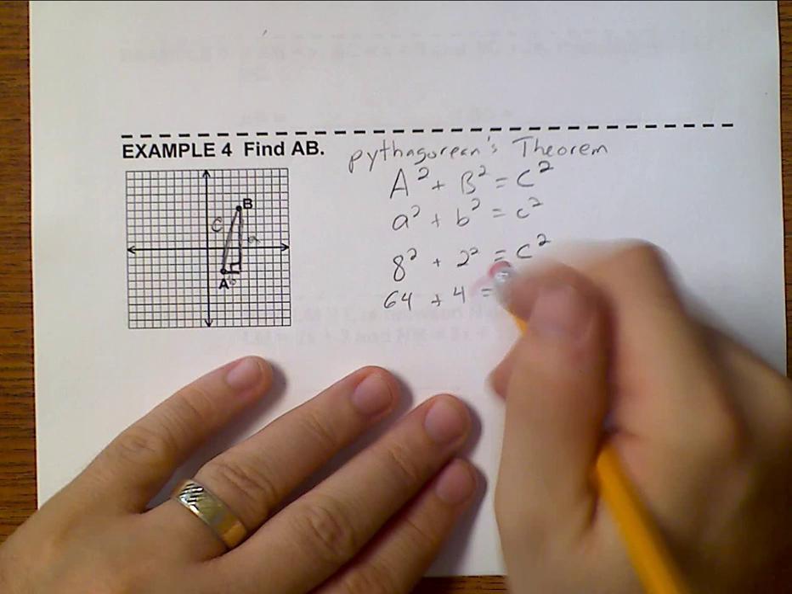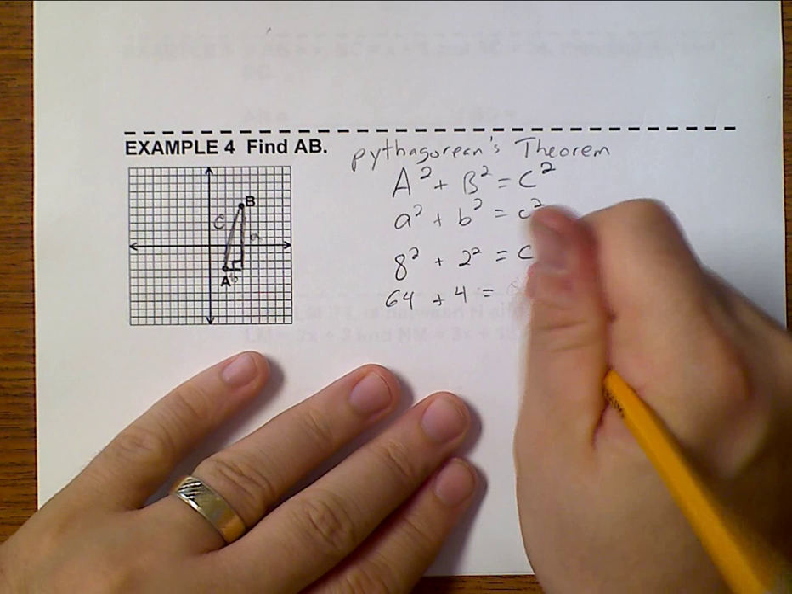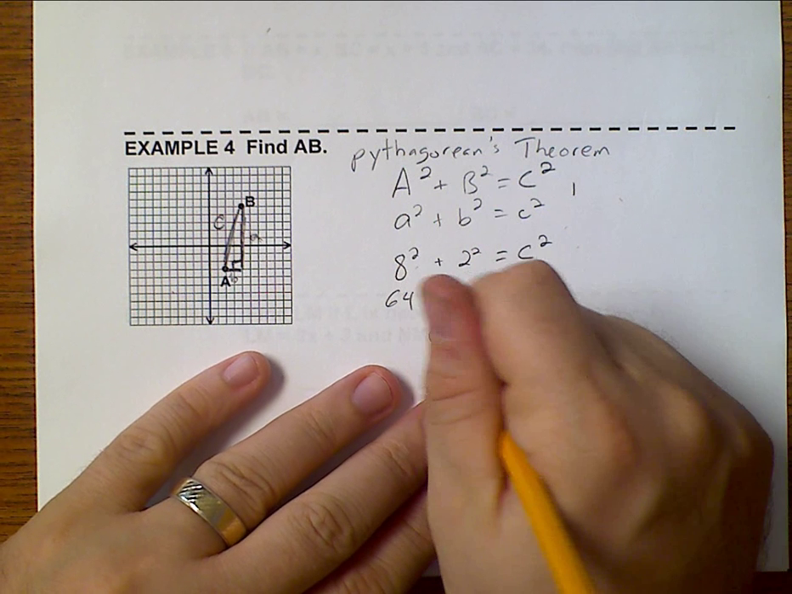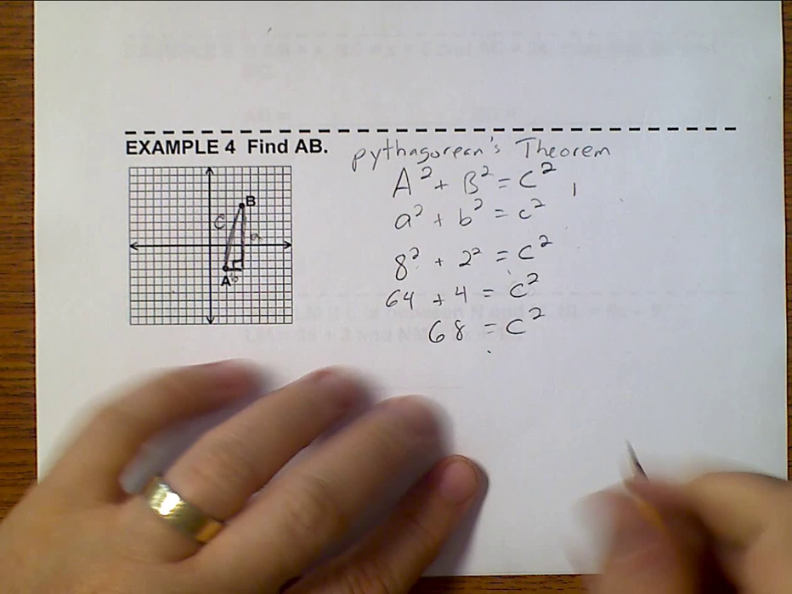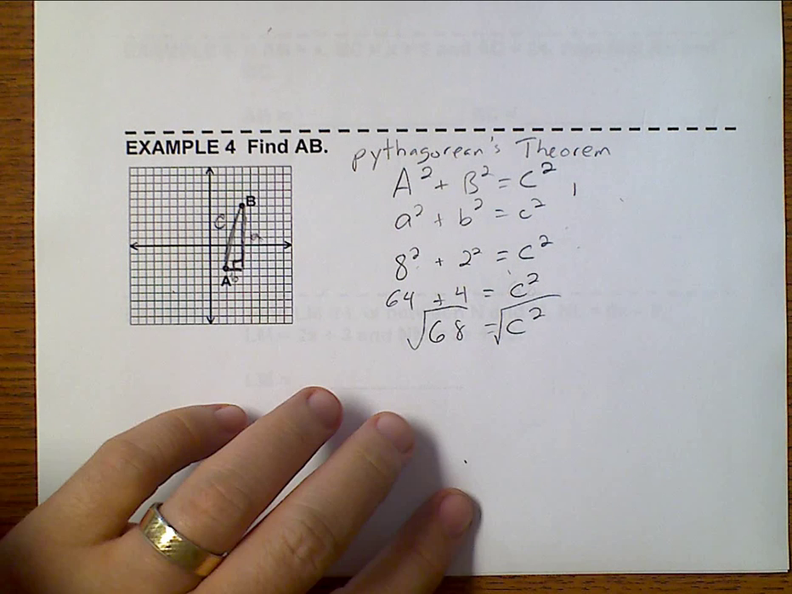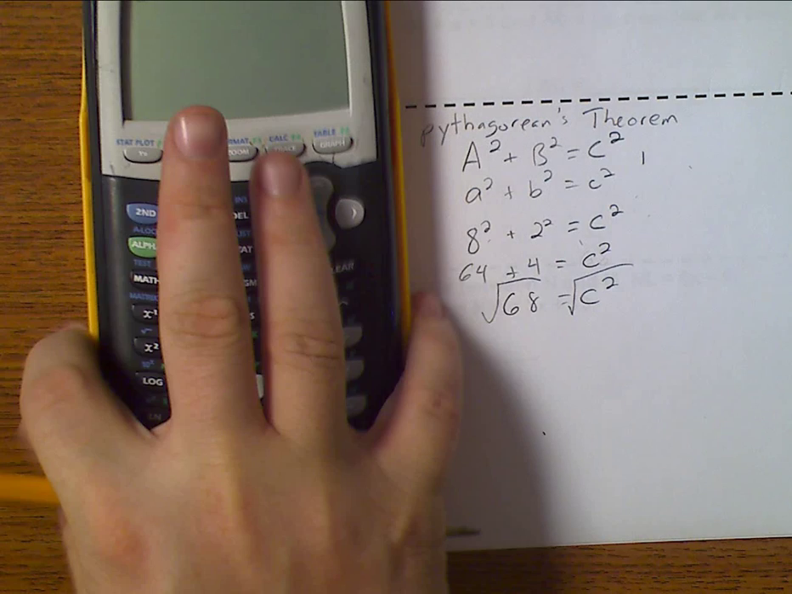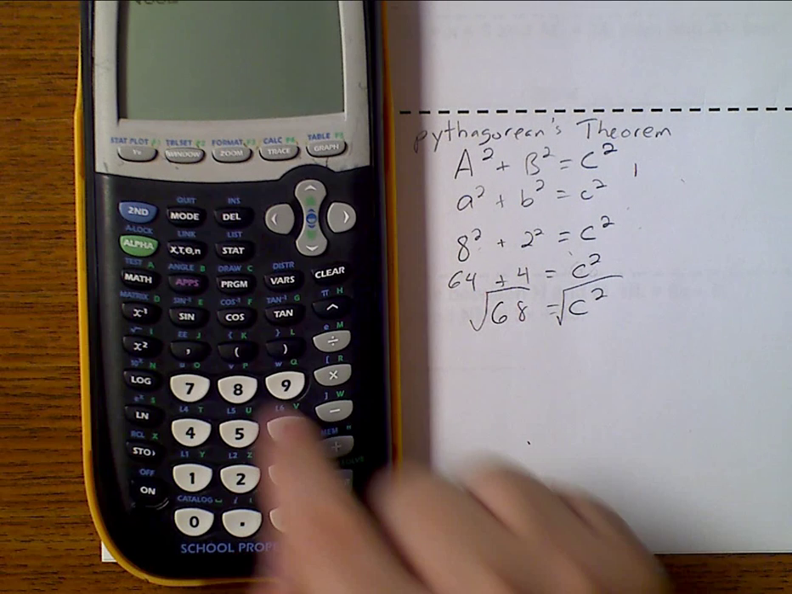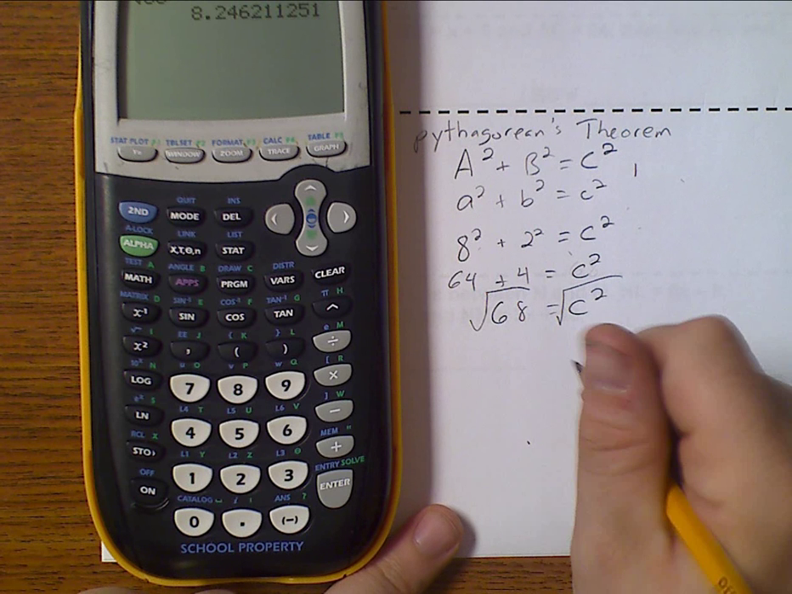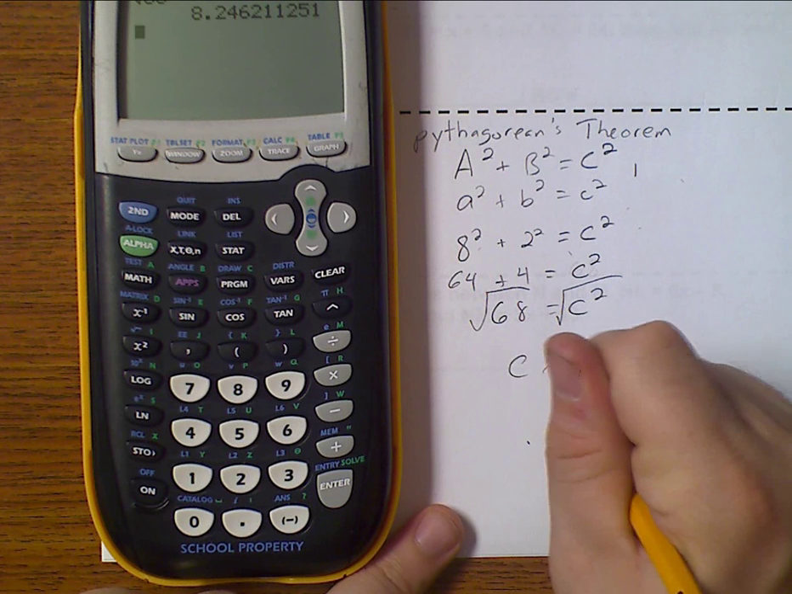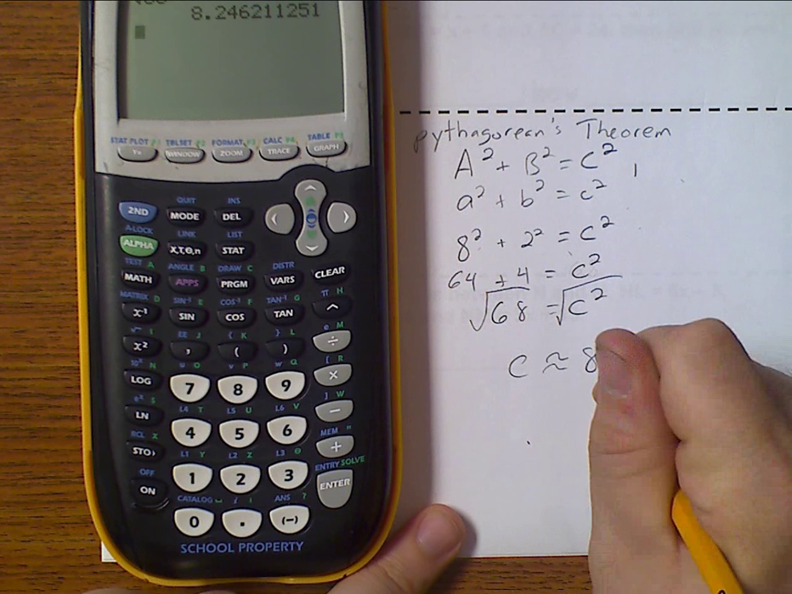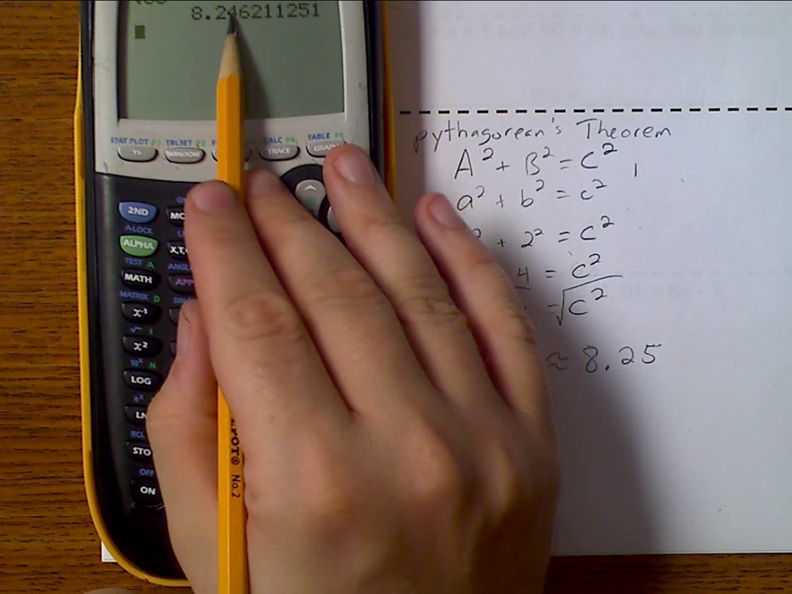Well, this equals c squared, and so this is 68 equals c squared. To find out what c is, I need to take the square root. And the square root of 68 is roughly 8.25, because the 6 rounds that 4 up to a 5.